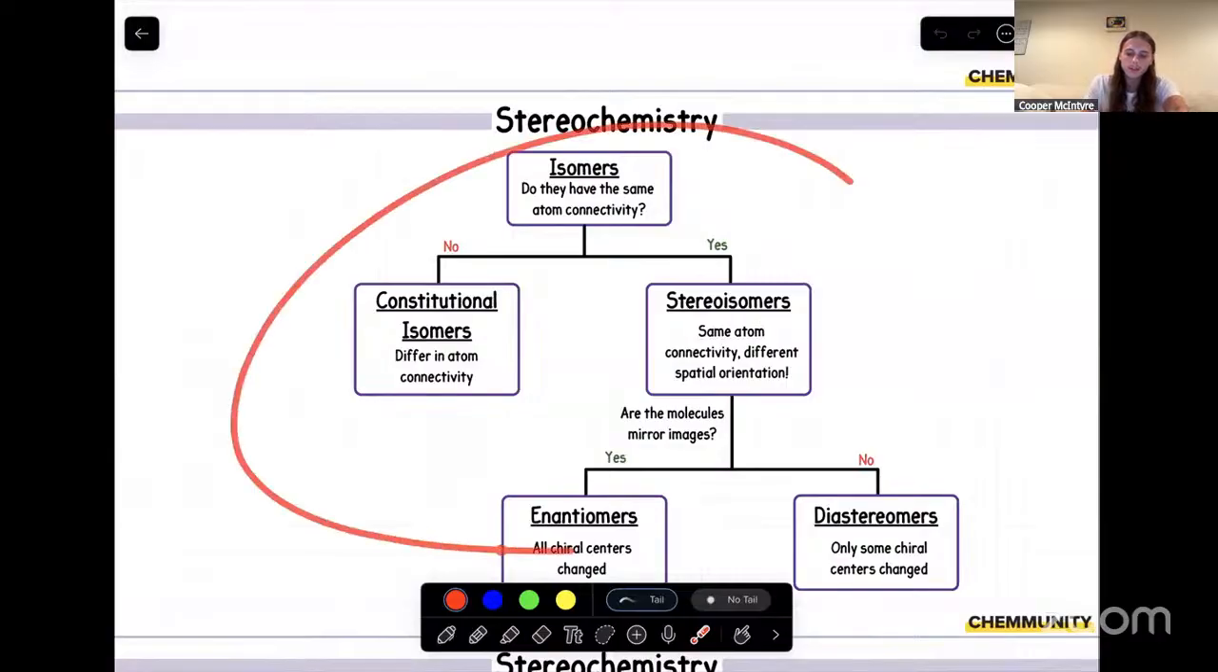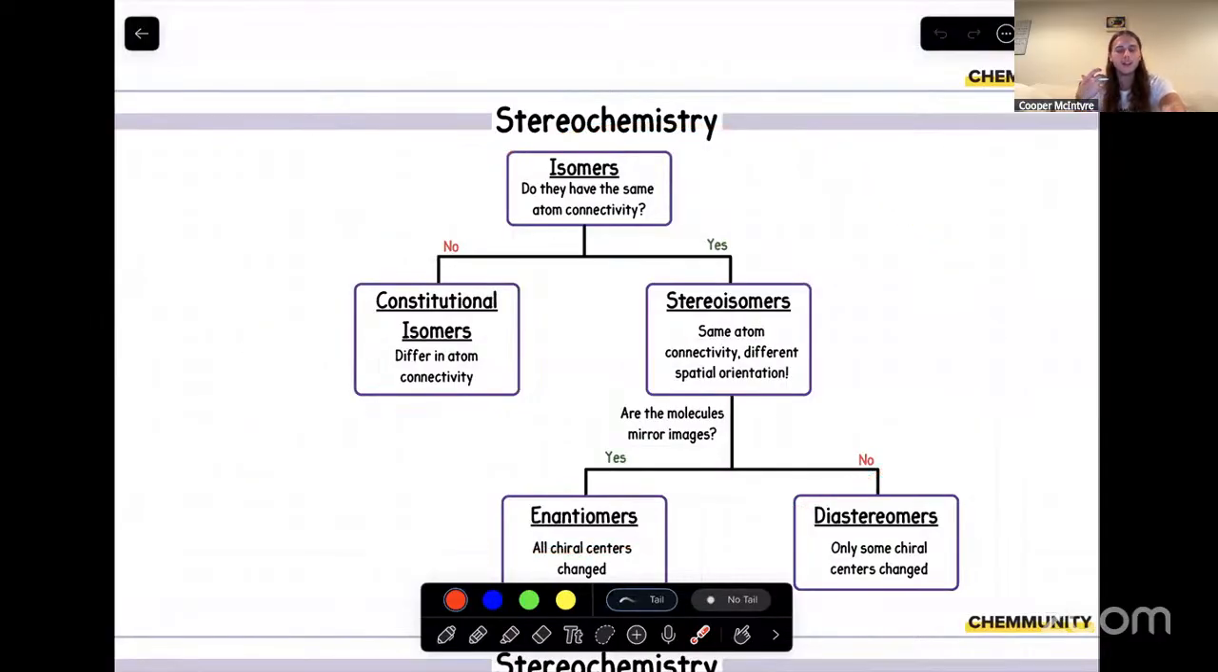And here is a nice little chart that I use in terms of my thought process whenever I'm given two different structures and I want to assess the relationship between those two molecules, whether it's seeing that they're enantiomers, diastereomers, or constitutional isomers. The first thing I ask myself is whether those molecules have the same atom connectivity. Now, if they do not have the same atom connectivity, that means we're looking at constitutional isomers.